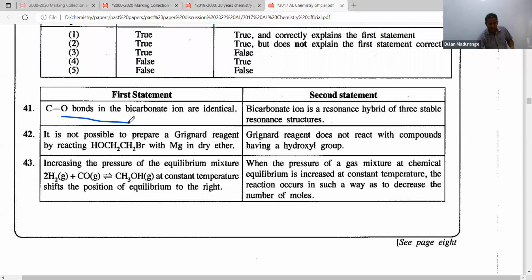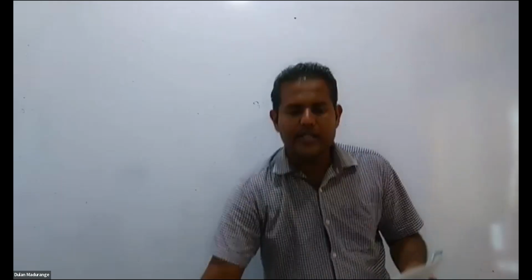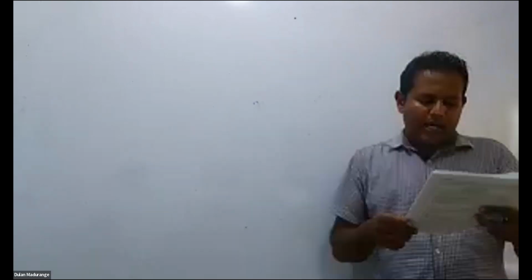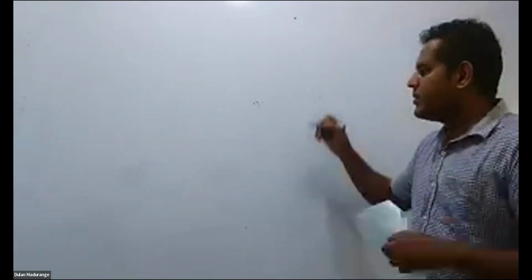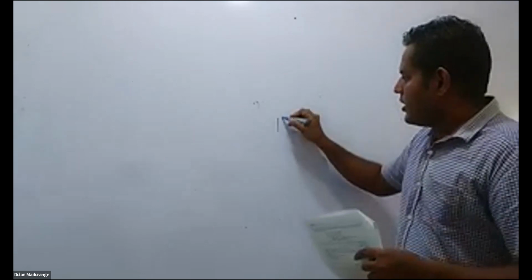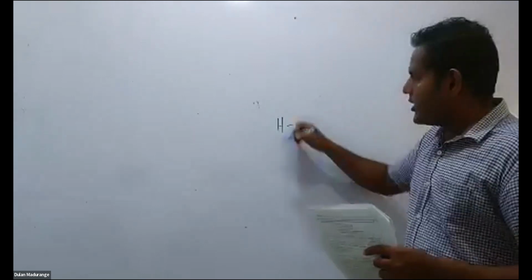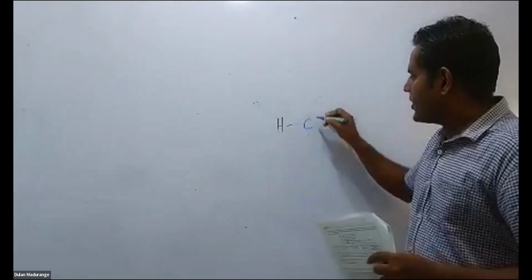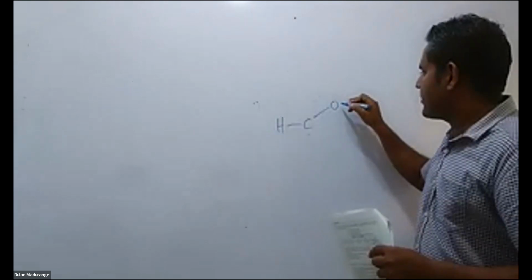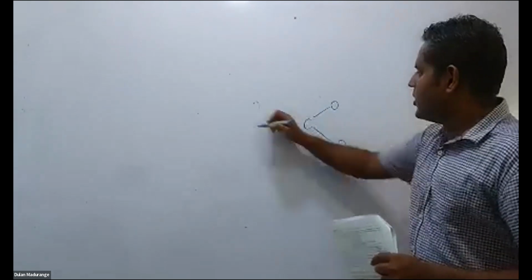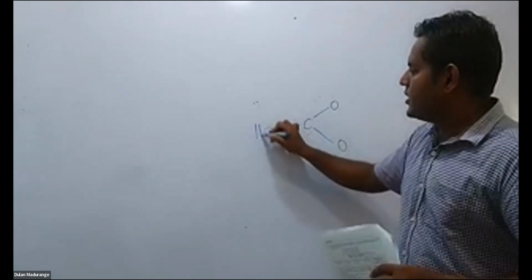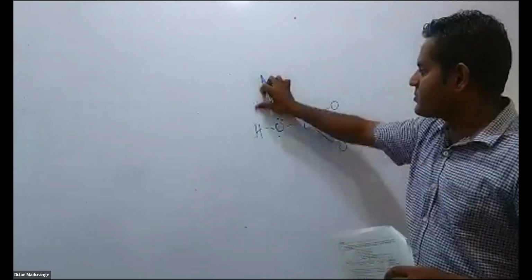Question number 41. I'm going to discuss this. For question number 41, they have given answer number 5, both are incorrect. Why is the answer 5? Because of this reason: CO bonds in bicarbonate ion, they are identical? It is not identical, because bicarbonate means HCO3 minus, and you get the bicarbonate structure.